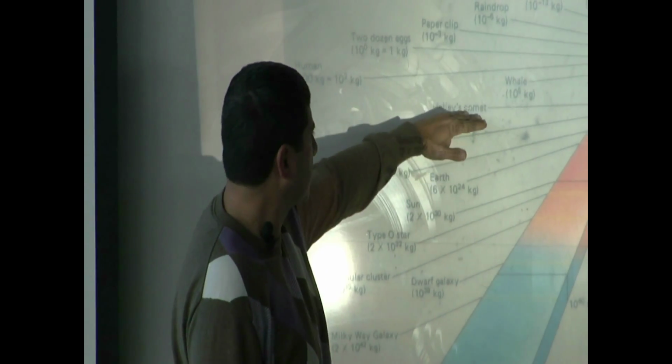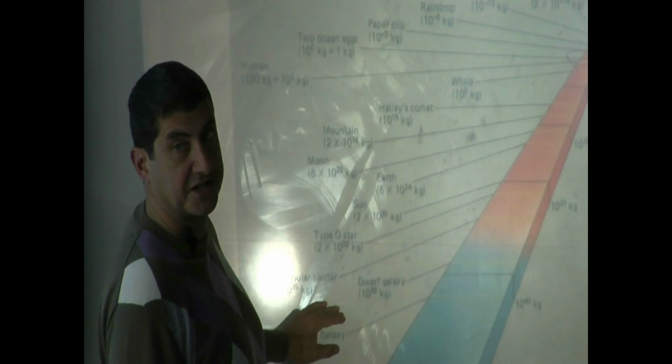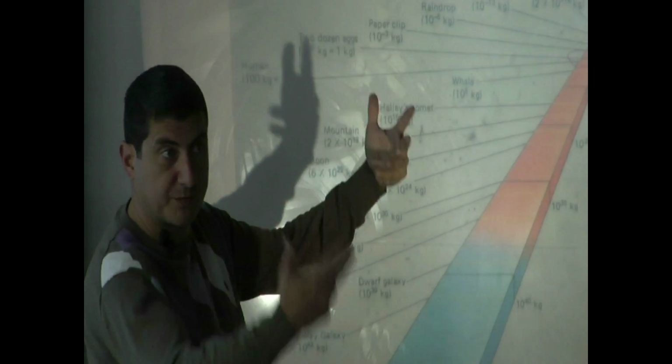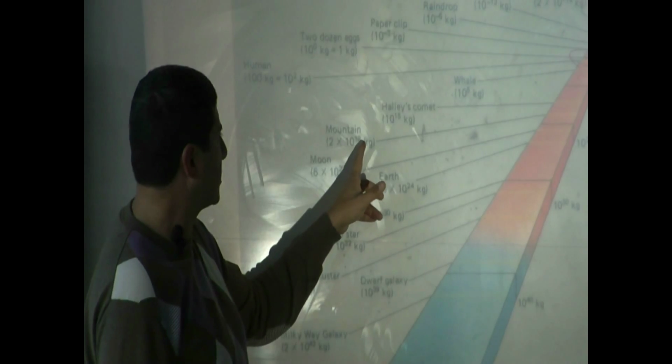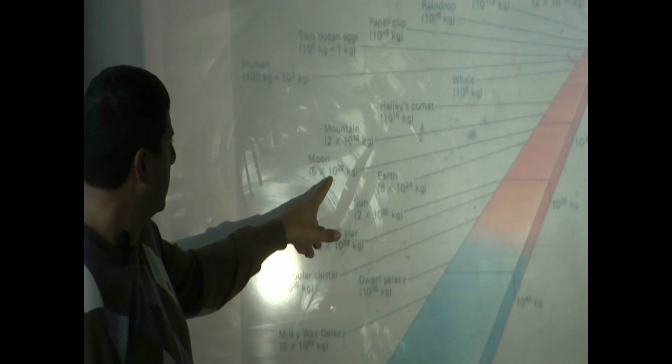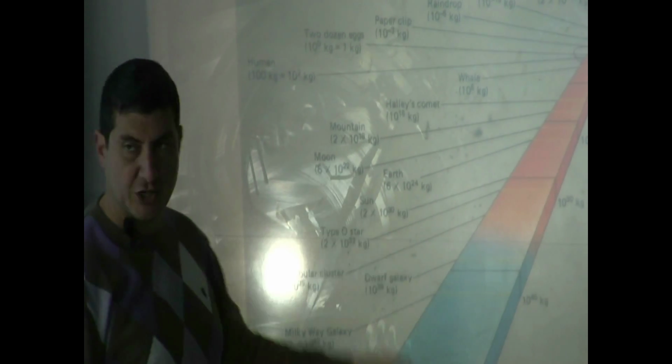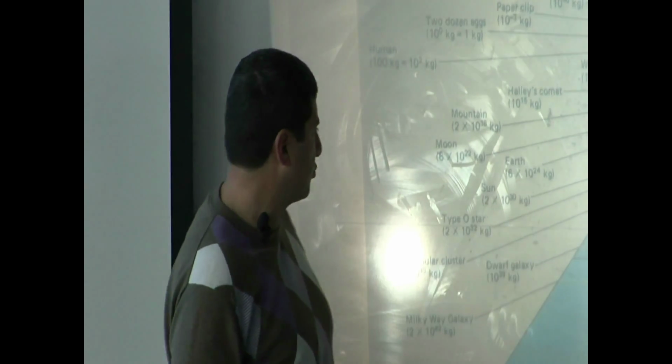And then we start going into the realm of the stellar stuff, the outer space. We've got Halley's Comet, 10 to the 15 kilogram. So now we're getting really big and heavy. Mountain, 2 times 10 to the 18 kilogram. Moon, 6 times 10 to the 22. We mentioned that in Monday's lecture. Earth, 6 times 10 to the 24. Sun, 2 times 10 to the 30.